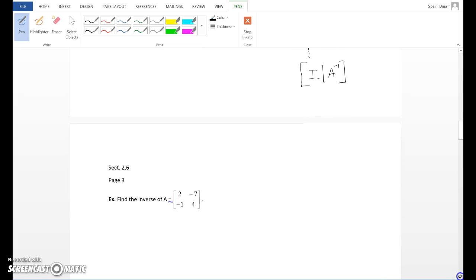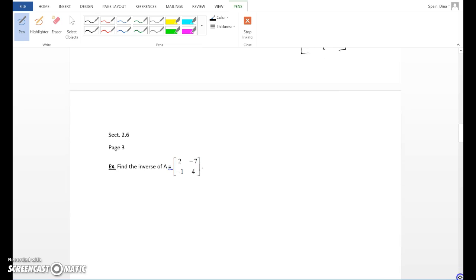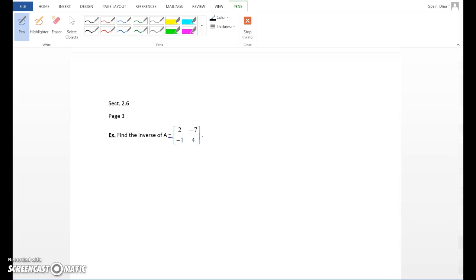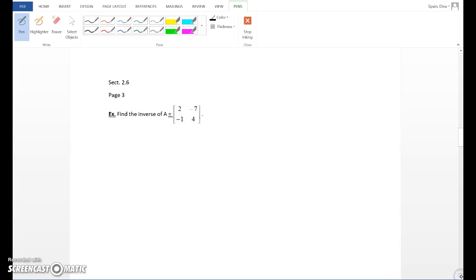Let's actually do one and see how it shakes out. Here, start with the 2 by 2. It says find the inverse of this matrix A. It's a nice little 2 by 2. So, to get started, it says to augment that matrix with the identity: -7, -1, 4.